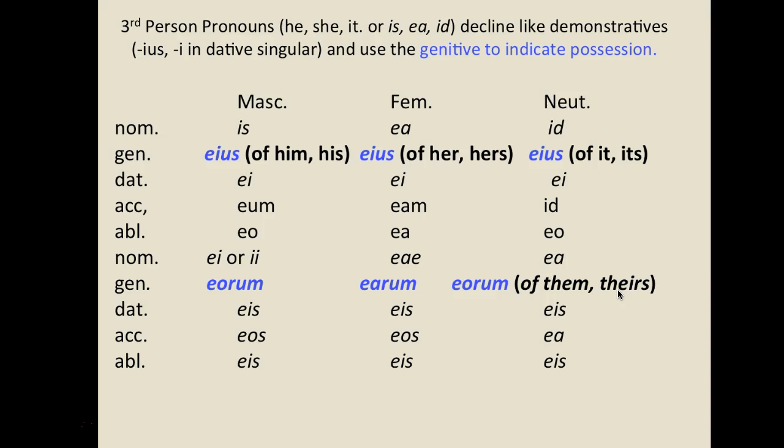But for now, it's good to commit especially is, ea, and id to memory. It occurs quite a bit in Latin reading, as you can imagine. And recognizing it will make your reading and your translation a lot easier.